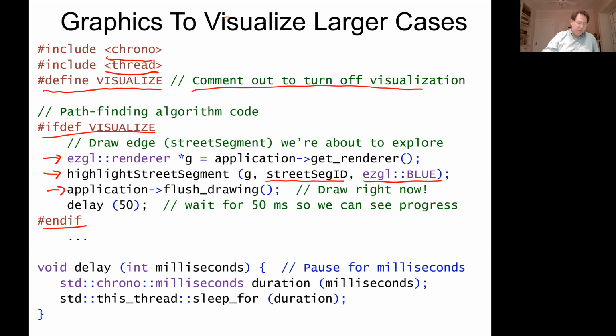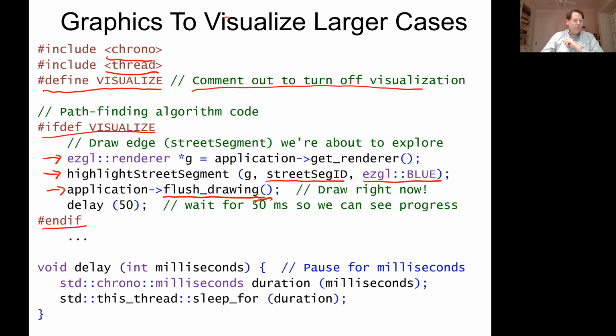We want that to show up right away, so we don't want to wait for user input. We need this to show up on the screen so we can actually see the algorithm in kind of real time. So we call this flush drawing. If you don't call flush drawing, the graphics library is allowed to just buffer up the requests for efficiency. It can wait until basically you stop doing things and you're waiting for user input. We don't want that. We actually want to see the animation. So we call flush drawing.